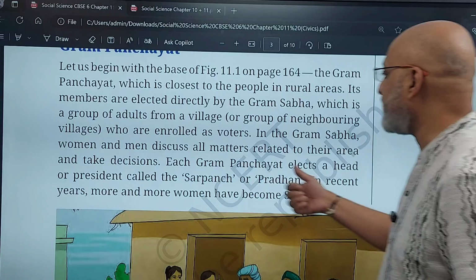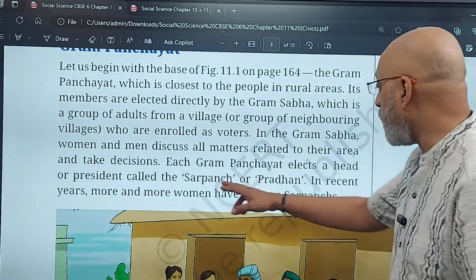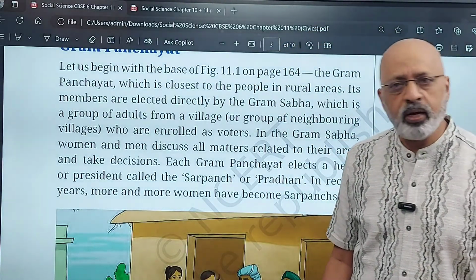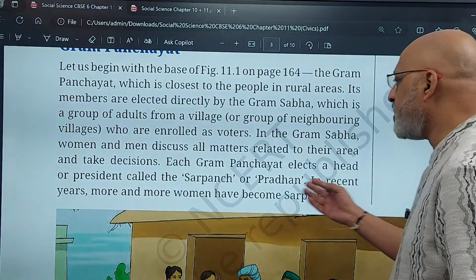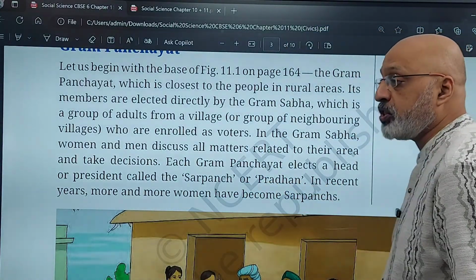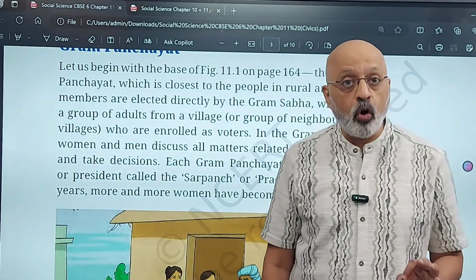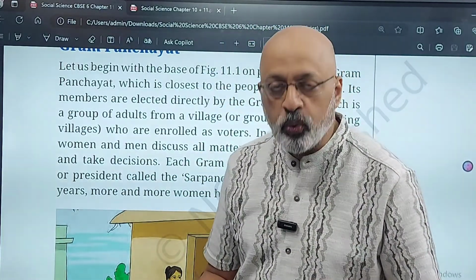Each gram panchayat elects a head or president called the sarpanch, which I told you at the beginning. Sarpanch or pradhan, in some places like UP they also say pradhan, while in South India the term sarpanch is more common. Okay, in recent years more and more women have become sarpanches. In fact, there is 33% reservation. 33% of your sarpanches have to be women, so that you get more women.